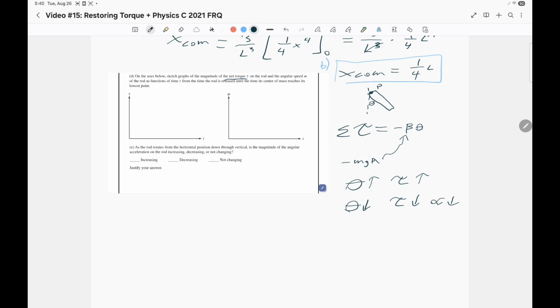But that's not what they're asking here. They're just asking torque. Never mind. Forget it. Scratch that. I didn't mention that. So what's going to happen here is that torque is going to be decreasing. So it's going to look something like this. It's going to teeter out until we get to that time.